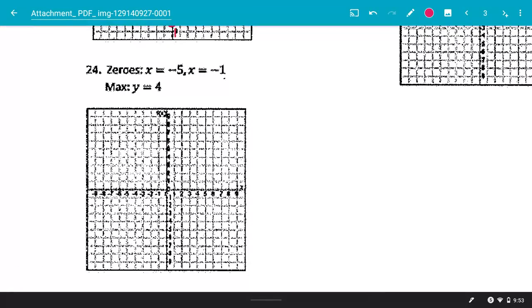So here I got a 0 at -5 and a -1. 1, 2, 3, 4. So right in the middle would be -3. And -3 has a max. Max tells me it's going to open like that, and it has a maximum at 4. Boom. There is my parabola.